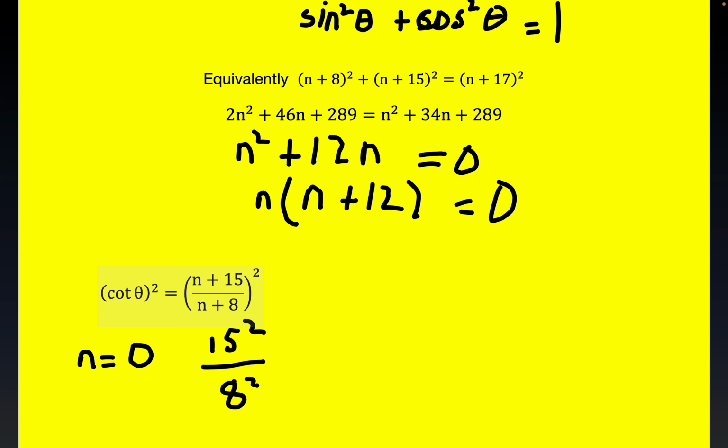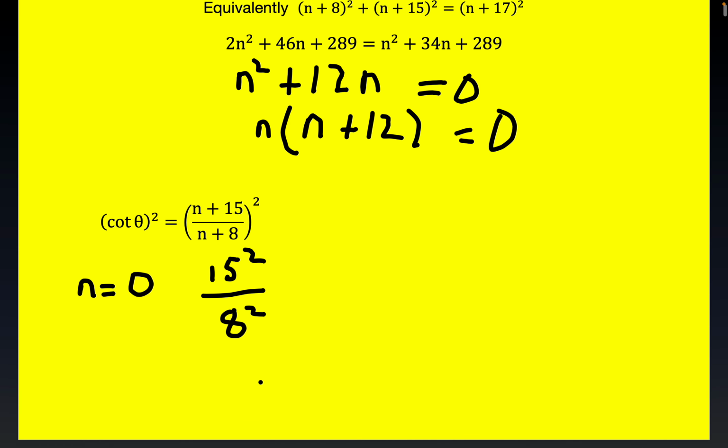Okay. Now, how about n equals negative 12? For n equals negative 12, what do we end up with? Let's see, if you put minus 12 right here, you get 3. So you get 3 minus 3 over 4 quantity squared. Right? Again, let's double check. If you put minus 12 right here, you get 3. If you put minus 12 right here, you get negative 4. So we have minus 3 over 4 quantity squared.